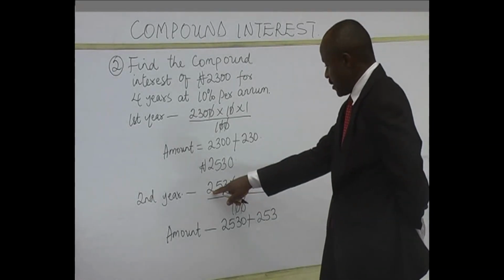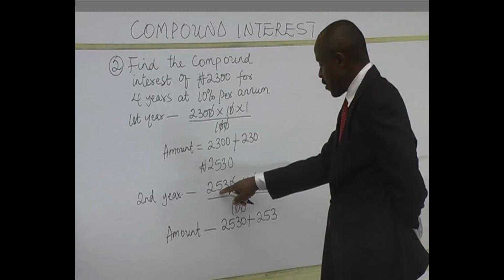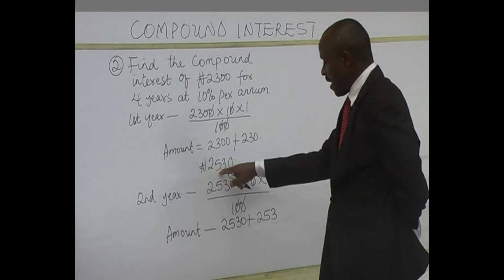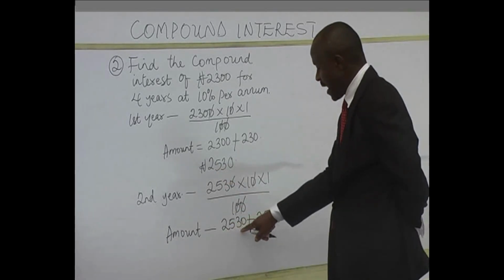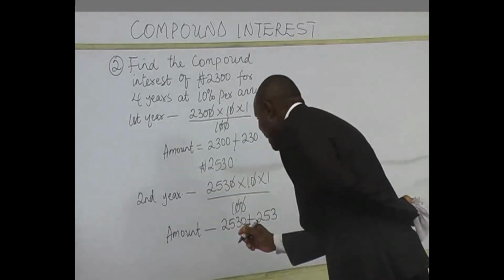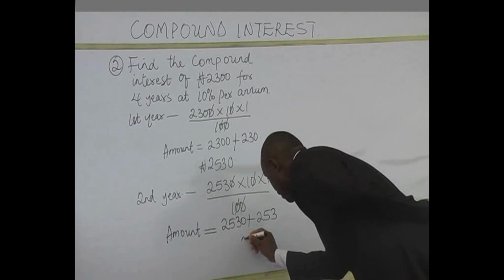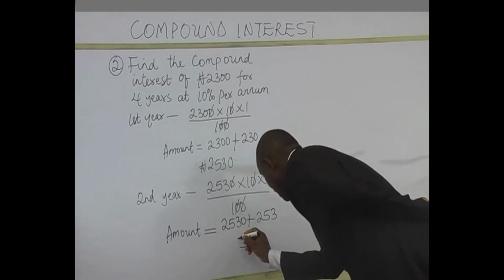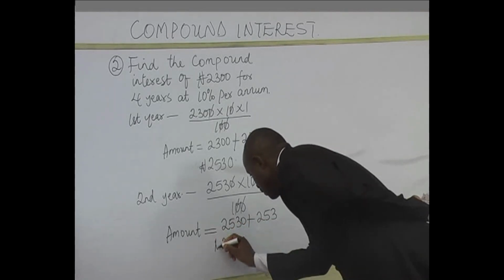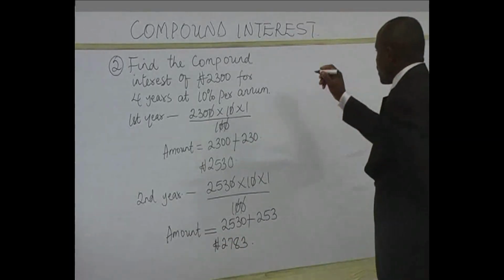I did not write out this. 2,530 times 1 will give you 2,530. That is the rate of the second year. Sorry, the simple interest of the second year. Now, if you add it to 2,530 that I have here, if you add it to the rate, which is 253, it will now give you the amount for the second year. So let's add. 3 plus 0 is 3. 5 plus 3 is 8. 2 plus 5, 7. Then bring down 2. So the amount for the second year is 2,783.